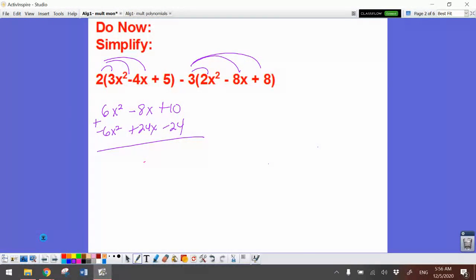Some of us, our brains work better if it goes vertically, so it doesn't really make any difference if you write them horizontally or write them vertically, as long as you write them underneath the right like term. And then you can go ahead and add. Well, I see 6 minus 6, that's 0, so these are gone. 24 minus 8, that is a 16. And I have a minus 14. So this simplifies to 16x minus 14. And notice that's already in standard form.